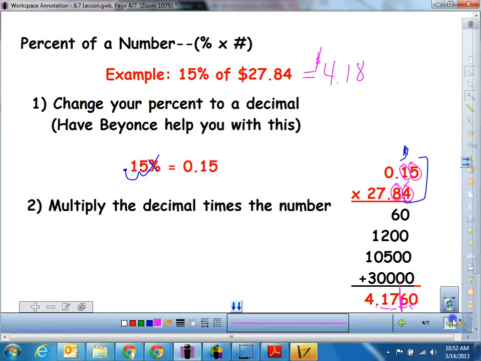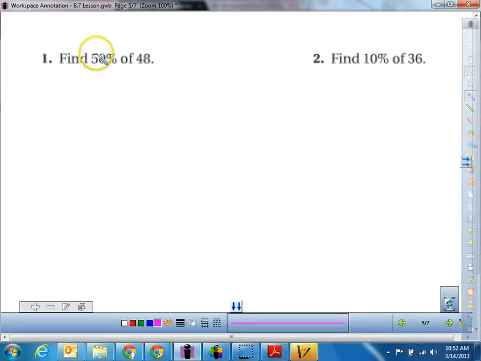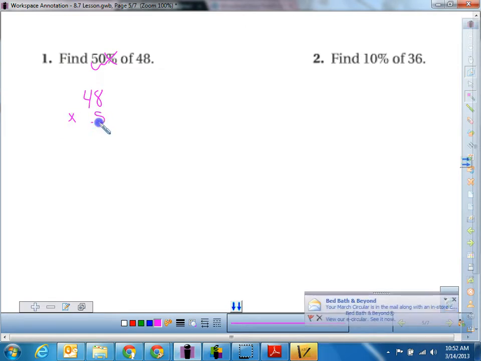All right, let's keep going. Let's try another one. What if I want 50% of 48? Well, we know 50% is a half, so you could just cut it in half. But for the sake of showing how to do it, let's do it with multiplication. So the first thing I want to do is to drop my percent sign and move my decimal 2 places to the left. So now I'm going to take 48, which is a whole number, times 0.5 or 0.50.